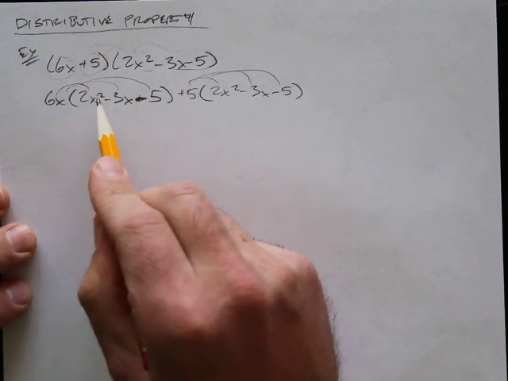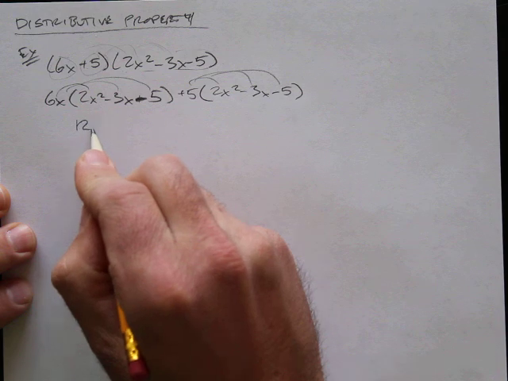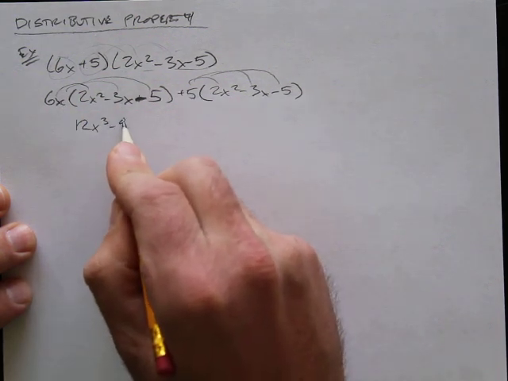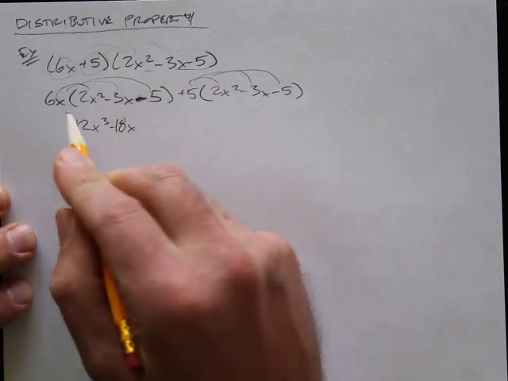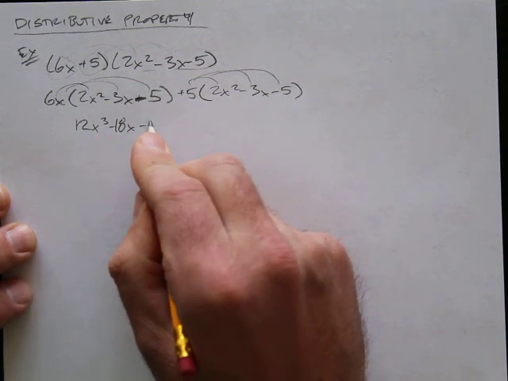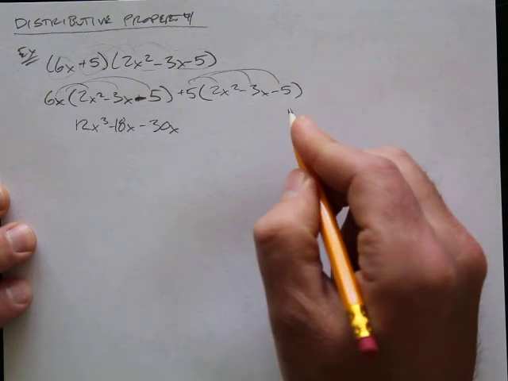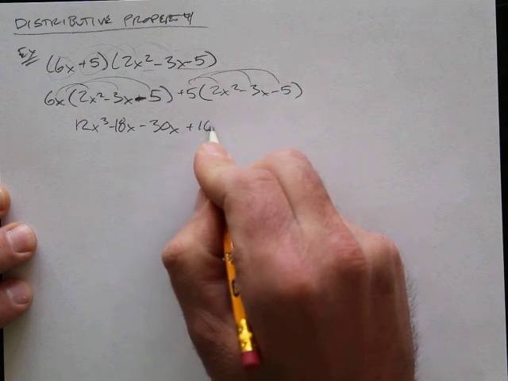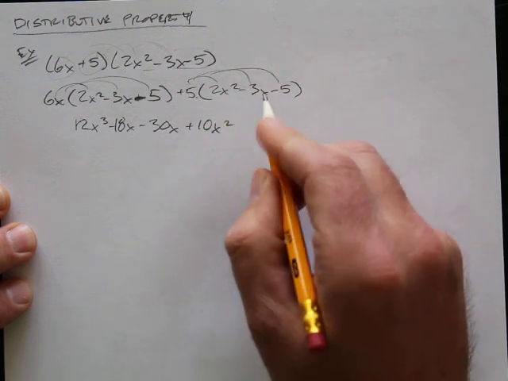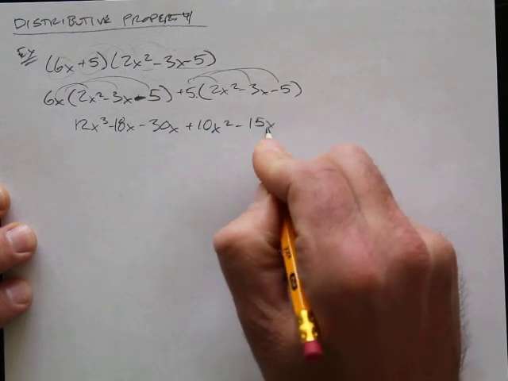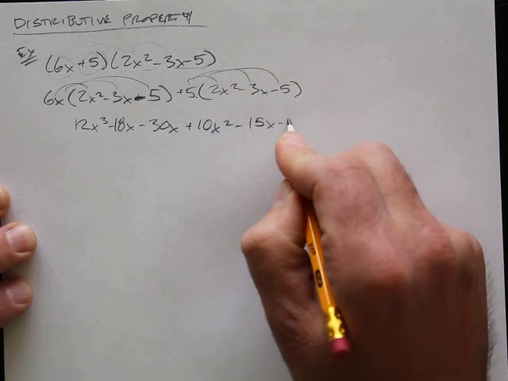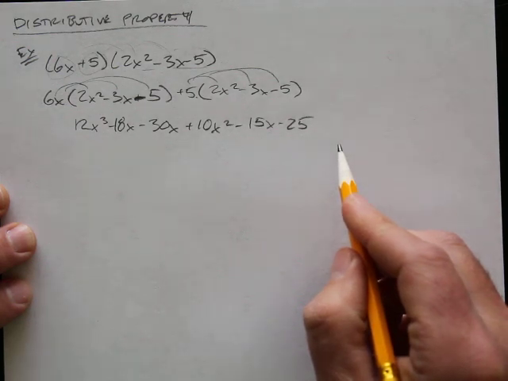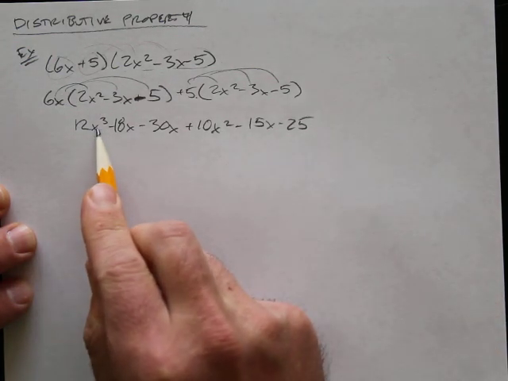So 6x times 2x squared is 12x cubed. 6x times negative 3x is negative 18x squared. 6x times negative 5 is negative 30x. All right, that one's all done. 5 times 2x squared is 10x squared. 5 times negative 3x is negative 15x. 5 times negative 5 is negative 25. All right, let's check out our like terms here. I've got a 12x cubed.